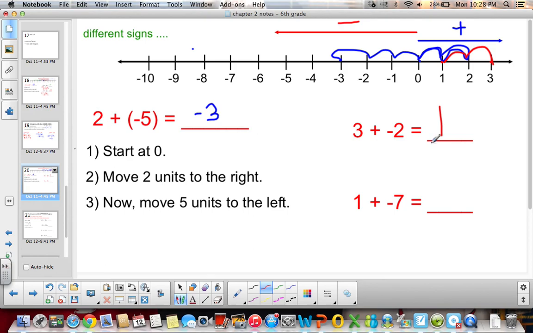And then 1 plus negative 7. So 0, then we go to 1, and then we go 1, 2, 3, 4, 5, 6, 7, and we end up at negative 6. Okay, so we can kind of see a pattern starting to form here. We know that if we just take the absolute value of the one number, 5 minus 2 equals 3. 3 minus 2 equals 1. 7 minus 1 equals 6.